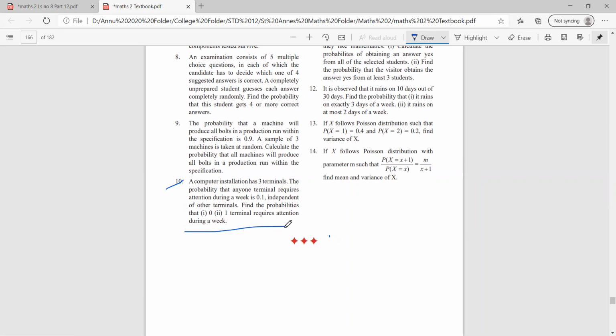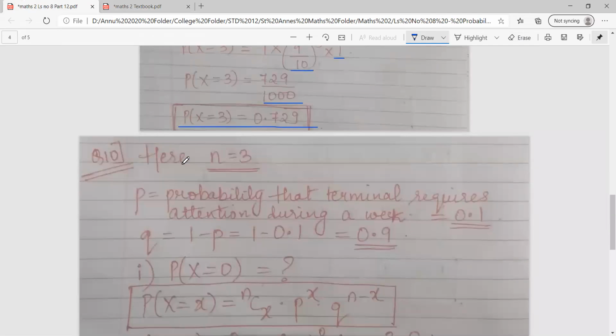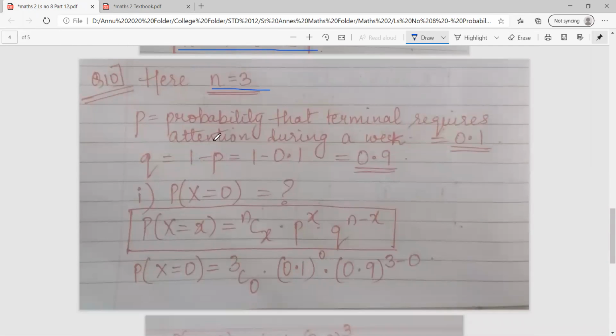Again, they are talking about the terminals which require attention. So no Poisson word, no parameter m, no average word. So this is again related to binomial. So we'll find out all the 3 alphabets first. So can I say n is equal to 3 terminals? Probability that 1 terminal requires attention will be taken as success, that is P, which is given to be 0.1. So automatically you can get the value of Q. So as you can see, I've written all the values like this. So Q can be found out by putting Q is equal to 1 minus P. So 1 minus 0.1 will give you 0.9.